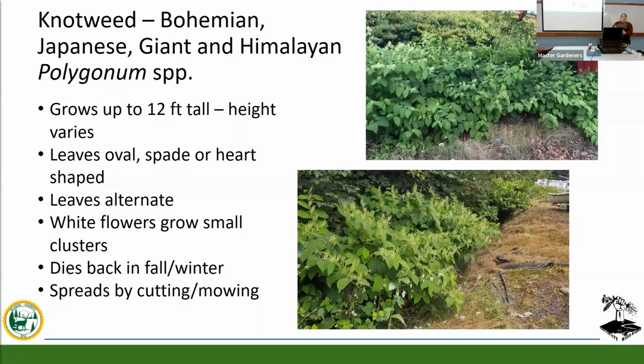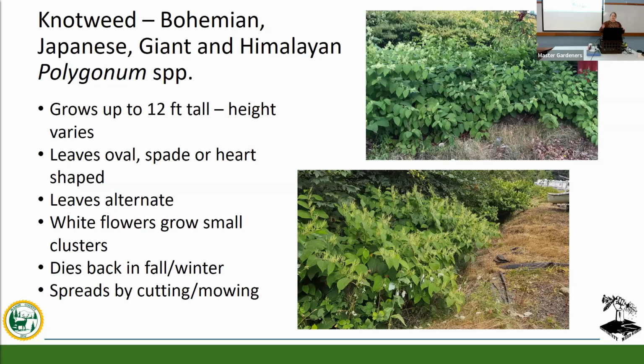And there are 4 species of knotweed in our area. We have Japanese and giant, Bohemian, which is a hybrid of the two, and then Himalayan, which looks quite similar to these, but the leaves are more elongated. I'm just talking about them as a group here for time.